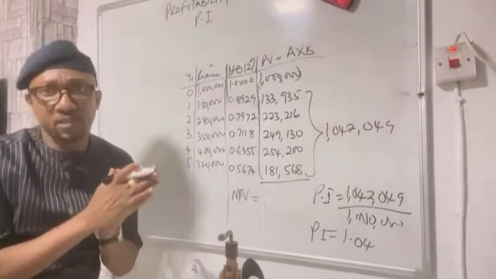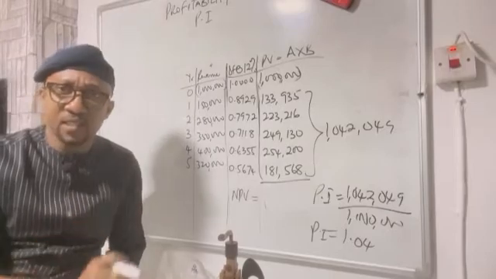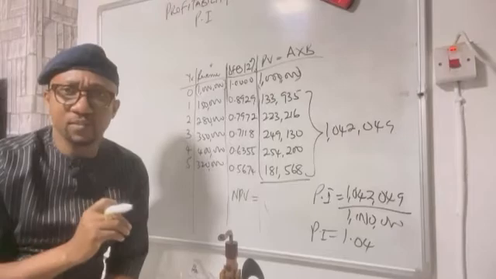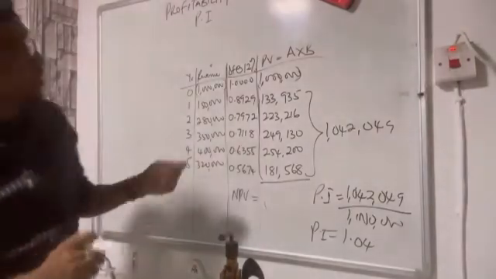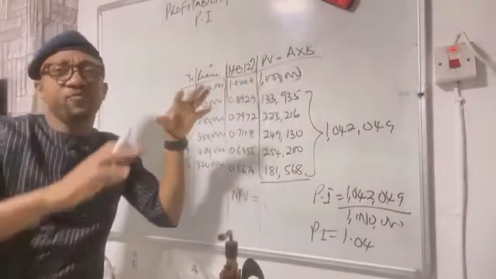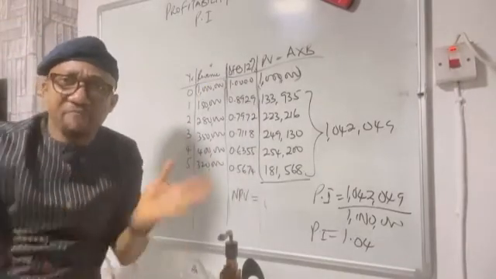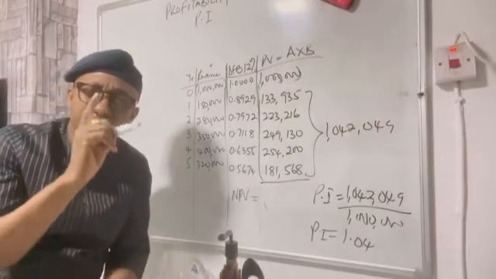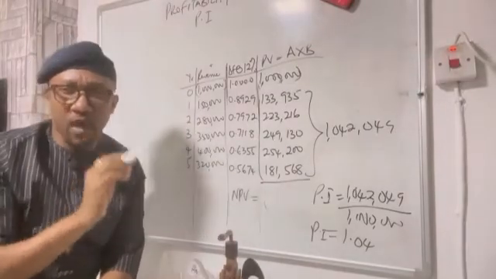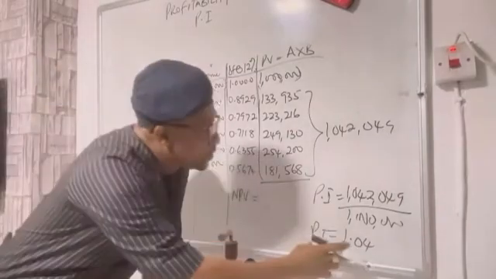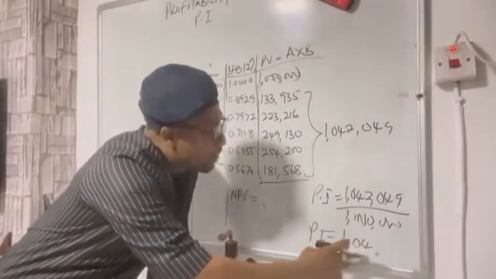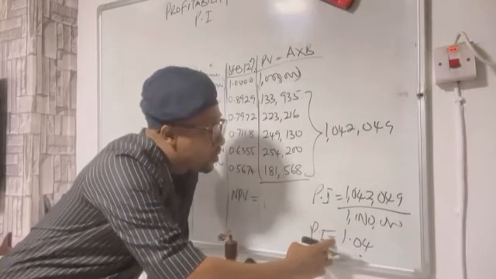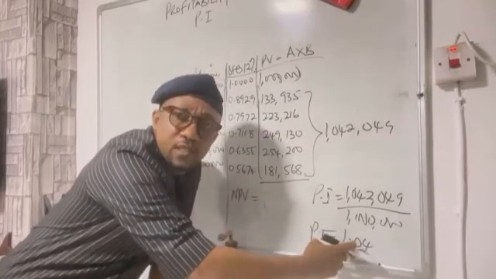What the profitability index technique does is that it measures the project per unit investment. For every unit investment, for instance, this investment is costing 1 million. The NPV measures the totality, everything together, while profitability index measures this project for every 1 naira invested. So the interpretation of this profitability index is that for every 1 naira investment, 4 kobo profit is made.